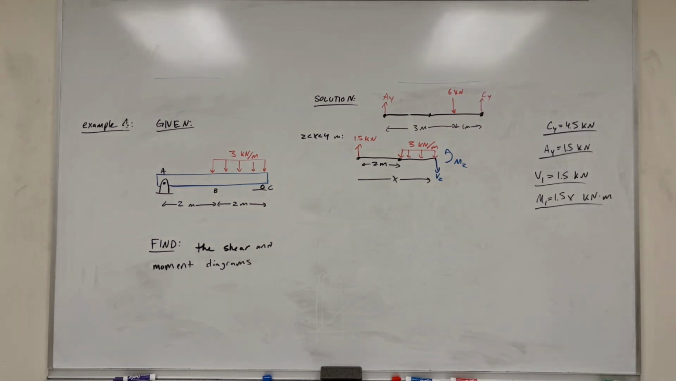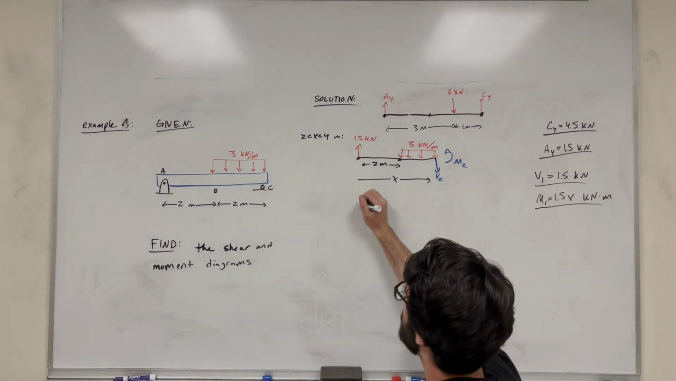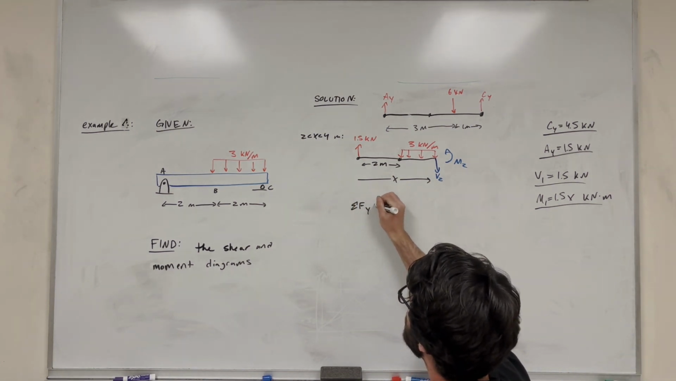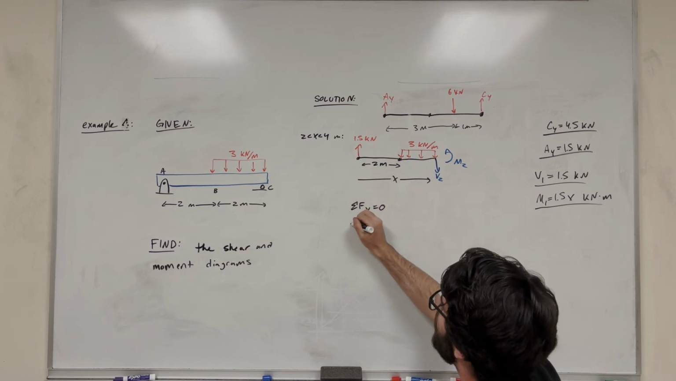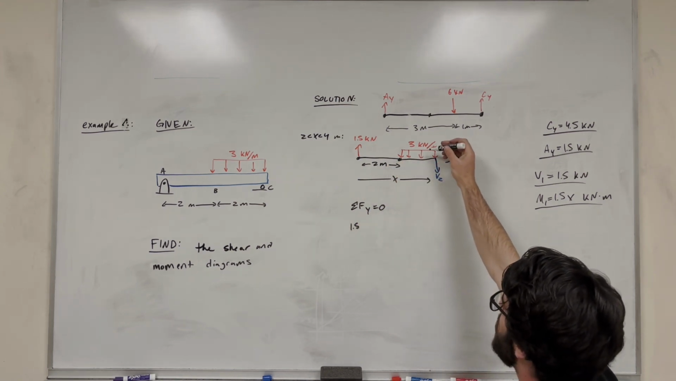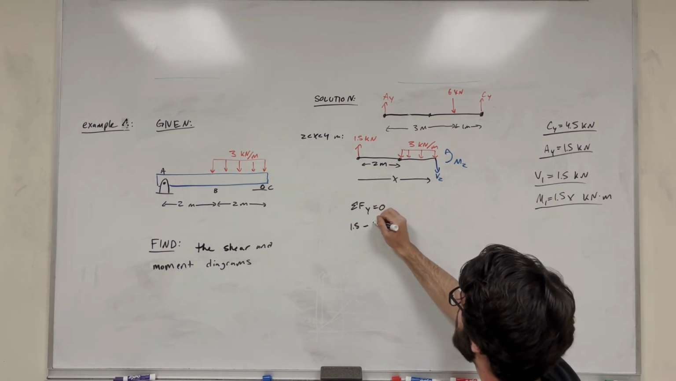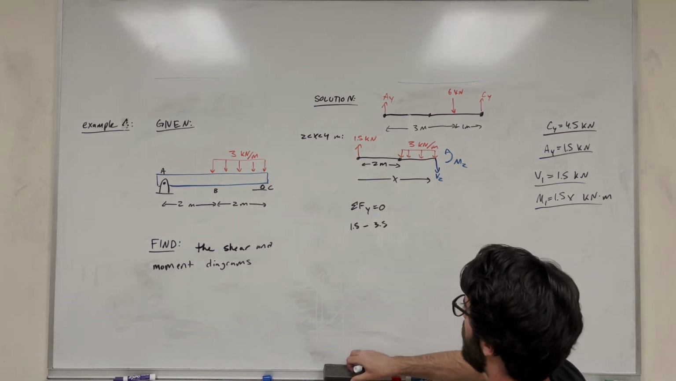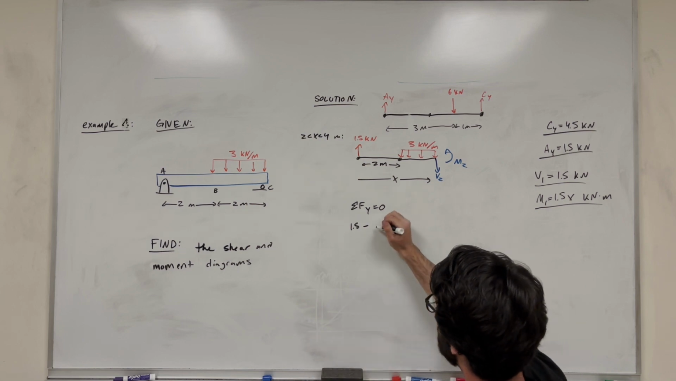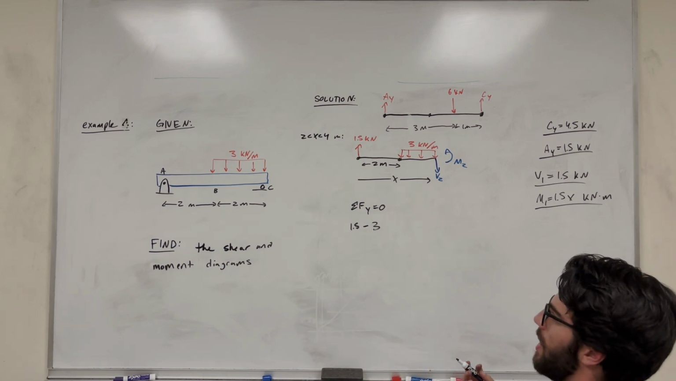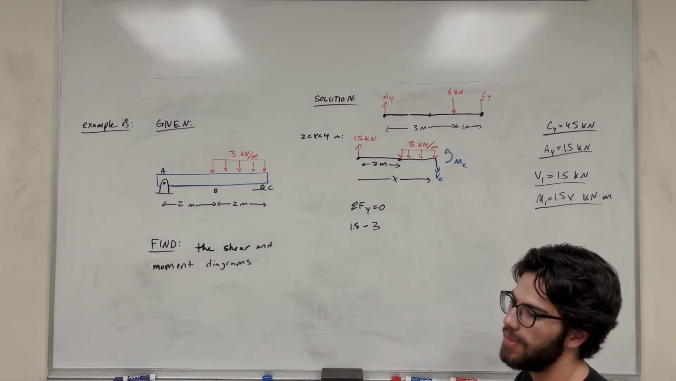First of all, let's start with V2. So we're going to take the sum of the forces in the y direction and set it equal to 0. So our first one, 1.5, is pushing up. Then we have this 3 kilonewton per meter distributed load. So that's going to be minus 3.0. Don't know why I said 3.5. Right, so we need to take the distributed load and convert it to a force.